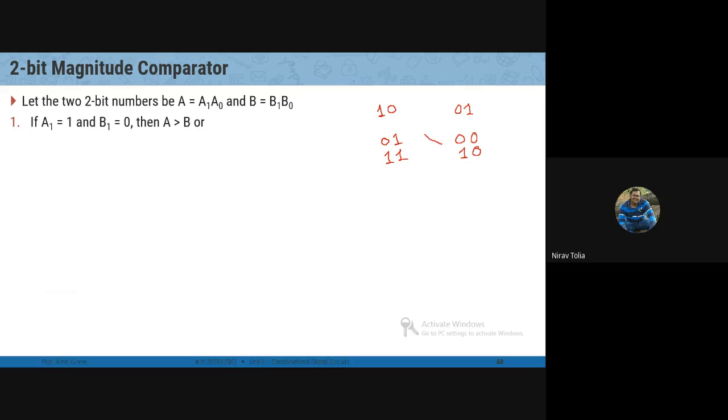Then we can say A is greater than B. The second possibility is if my A1 and B1 coincide. What is the meaning of coincide? Coincide means it is the same. So if my A1 is the same as B1, then we have to focus on A0 and B0. At that time, my A0 must be 1 and my B0 must be 0.